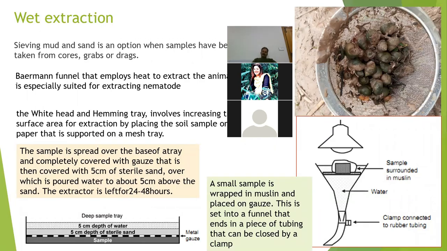Wet extraction, sieving mud and sand, is an option when a sample has been taken from the core or grabs. After collection of the sample from the grab, we subject it to sieving. This is the sieve which was used after the collection of macroinvertebrates, and the mud was washed away through flowing water over these, and the macroinvertebrates were collected and transferred to the laboratory.